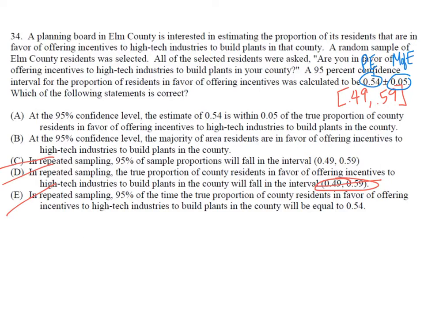Part B, at the 95% confidence level, the majority of area residents. That is incorrect. Our interval goes down below 0.5, so it's not a majority. The answer is A: at the 95% confidence level, the estimate of 0.54 is within 0.05 of the true proportion of county residents. That is the true statement in here. That is the closest to the actual meaning of the confidence interval.